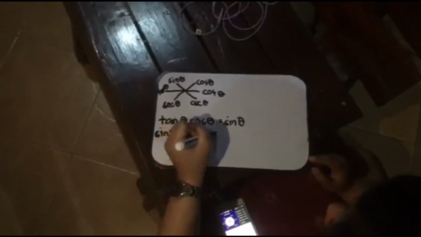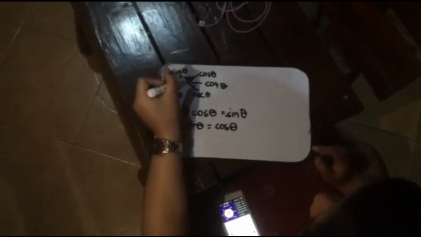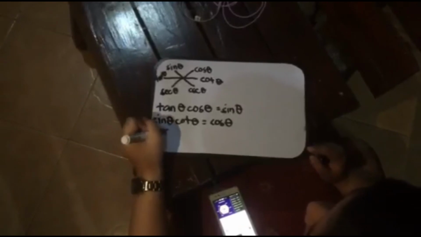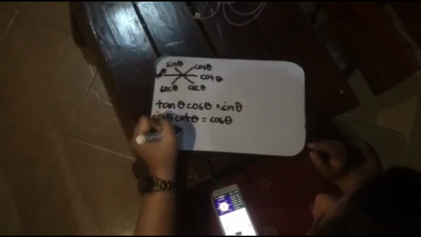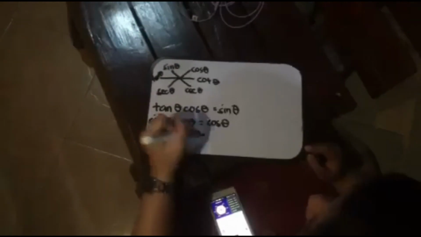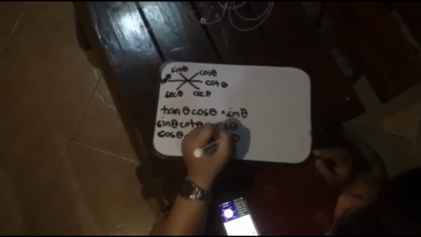So, itry naman natin pag sine at cotangent. So, pag sine theta times cotangent theta, ang magiging sagot niya ay cosine theta. So, next naman, cosine theta times cosecant theta. So, write natin cosine theta times cosecant theta. Ang magiging sagot niya ay yung nasa gitna niya, which is cotangent theta.